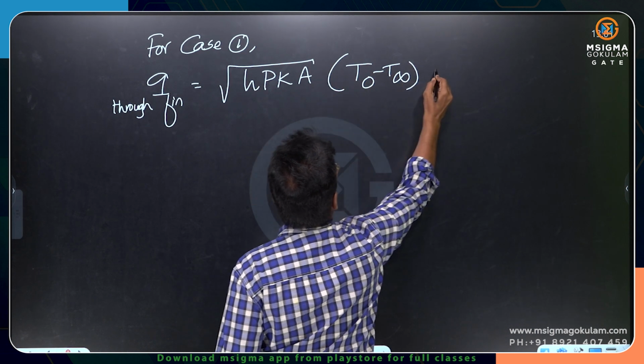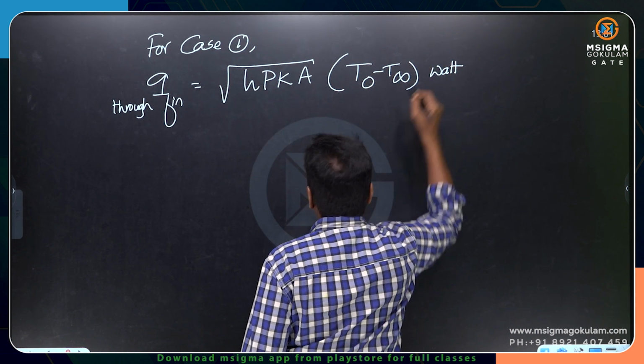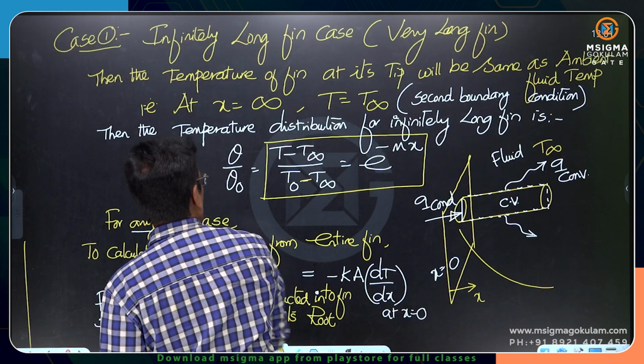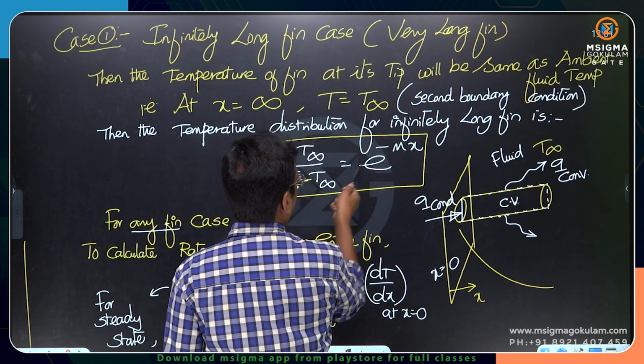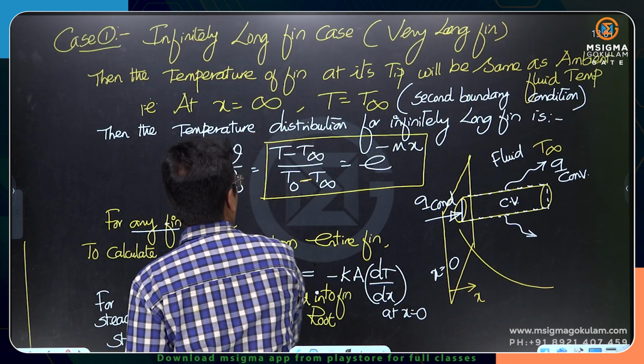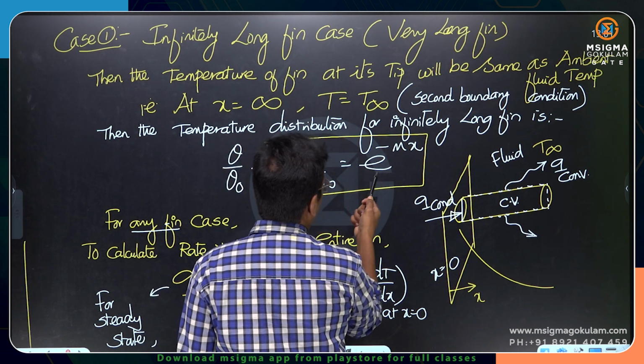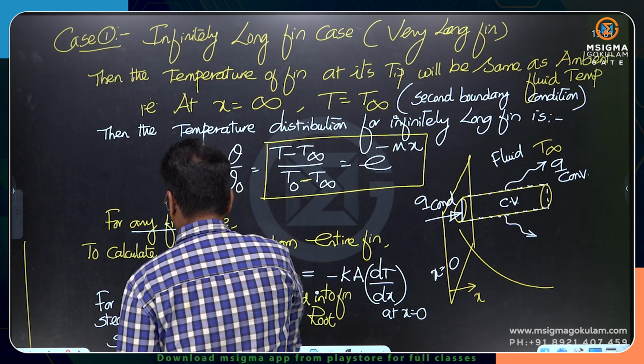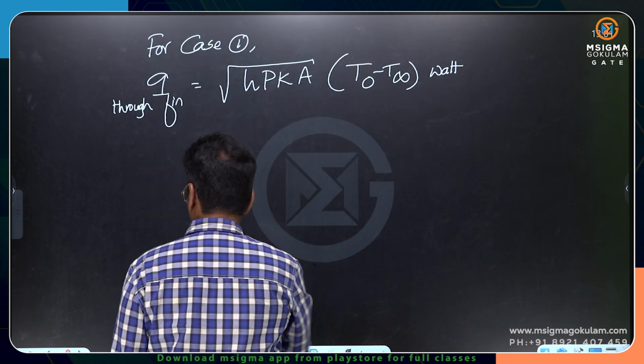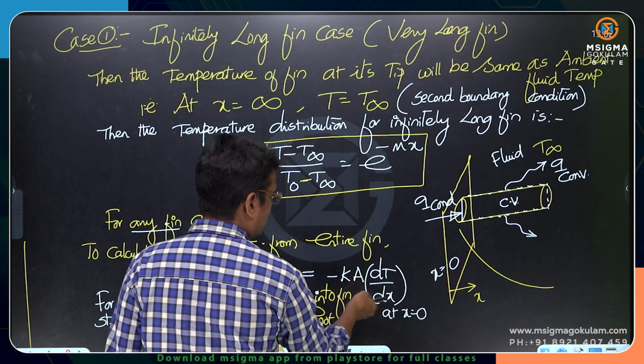How did you get this, you may ask? Because we have already been given this temperature distribution, right? You bring it here. What is dT by dx? You have to differentiate that function, and after differentiation put x equal to 0. Then you substitute that, and you get this dT by dx.